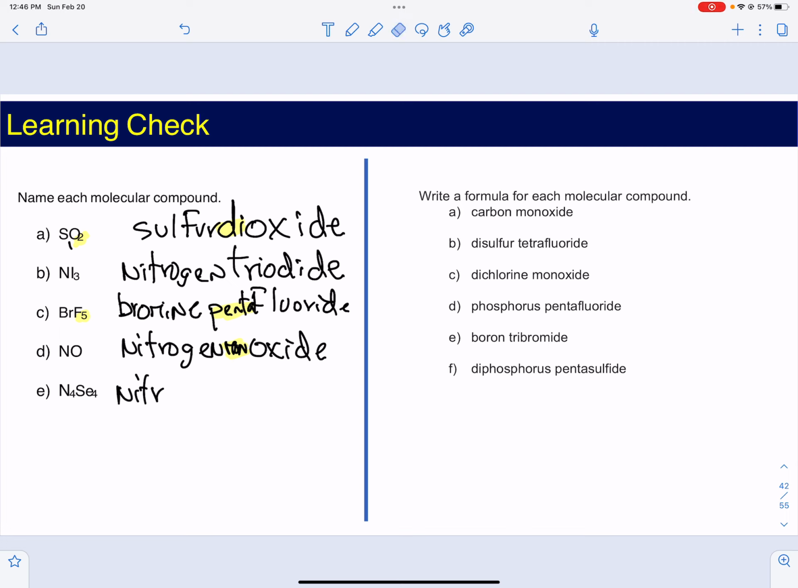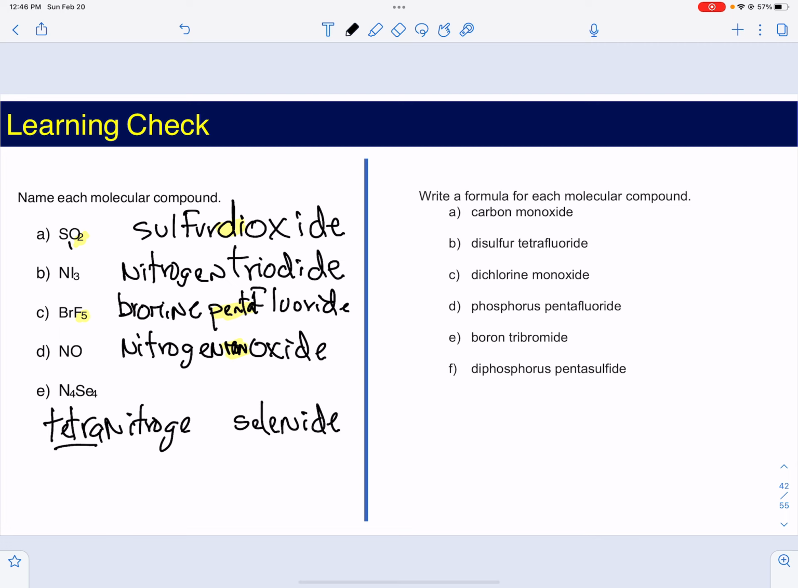nitrogen. Actually, let me do this one down here. This is going to be nitrogen. Selenium is going to be selenide. There are 4 nitrogens, so tetra. And there are 4 selenides, so another tetra. So the 4 goes with tetra, and the other 4 goes with the other tetra. So tetranitrogen tetraselenide.